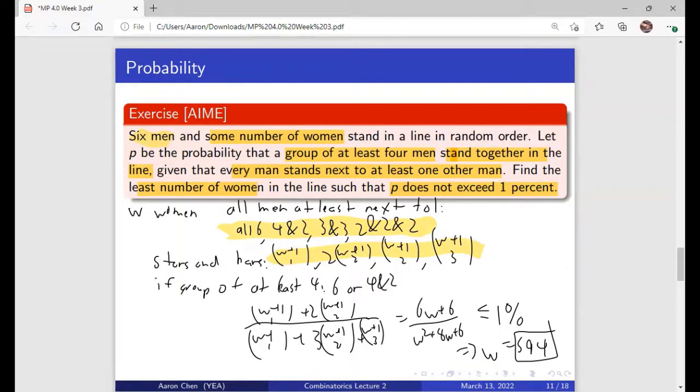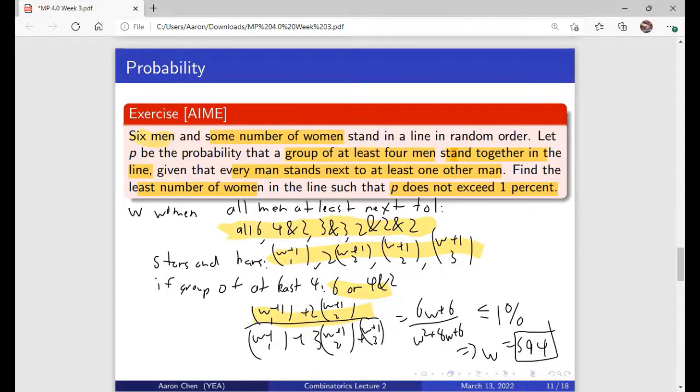And so if there's a group of at least 4, then that means it must be either a giant group of 6, or a group of 4 and 2. And so this is just (W+1 choose 1) plus 2 times (W+1 choose 2), all divided by (W+1 choose 1) plus 3 times (W+1 choose 2) plus (W+1 choose 3). And so this all simplifies to (6W+6) over (W^2+8W+6).